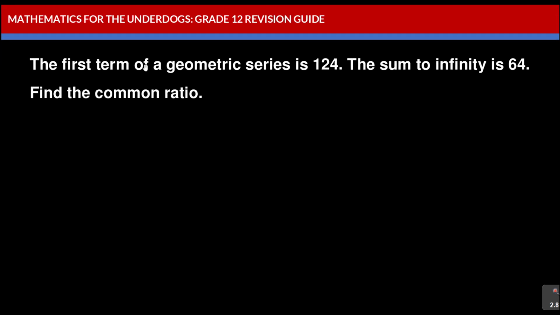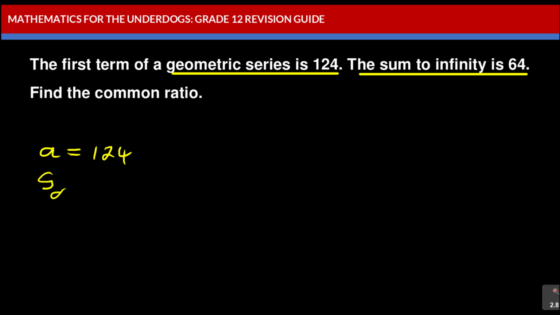It says the first term of a geometric series is 124. The sum to infinity is 64. Find the common ratio. So these are quite common questions that you can get in an exam. What do they mean? They mean a is equal to 124. That's the first term. And then they're saying again the sum to infinity is 64. And then you've got S to infinity, which is called what? 64. And then the question says what? r. Find the common ratio. That's what we're looking at.